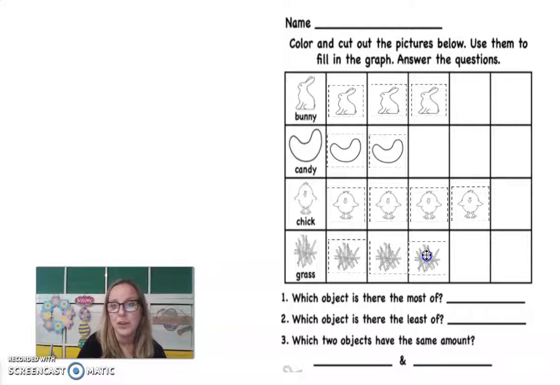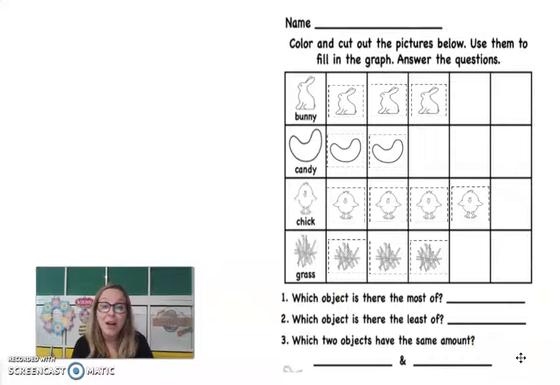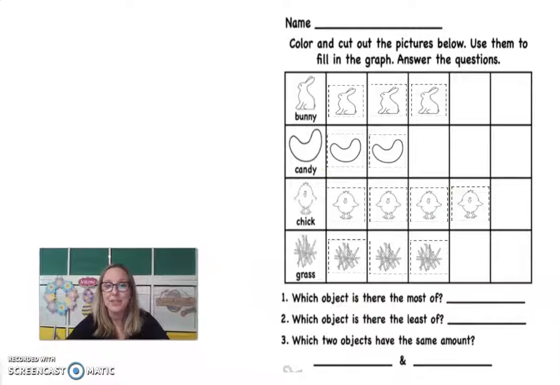Now, once you have all of your pictures glued on here and you're finished answering the questions, if you want to take some time to color, you could make those chocolate bunnies. You could color the bunnies chocolate. The candy, you could color any color you want. The little baby chicks, you could do yellow or white, or even sometimes around Easter, I've seen pink and blue chicks just for fun. And then the Easter grass, while real grass is green, Easter grass can be any color you want. So if you want to color the pictures before you upload it, that would make my heart pretty happy. So now that we have all of our pictures on the graph, let's move me up here now.